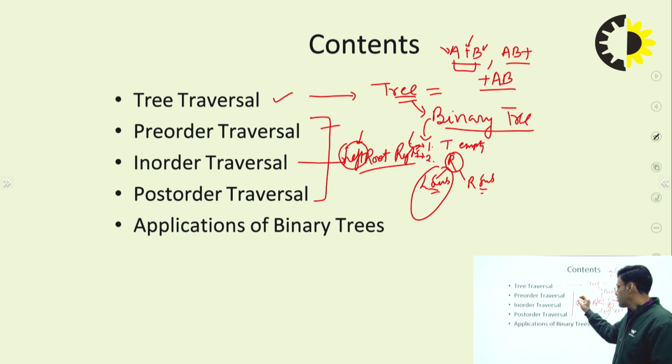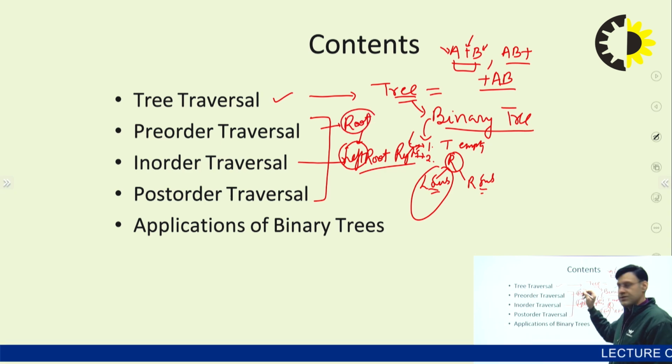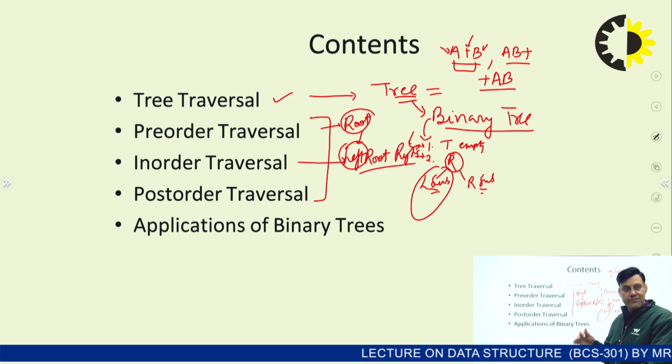In pre-order, pre means the root will be preferred first. The root element will be printed first, then we will go to the left subtree, then we will go to the right subtree.